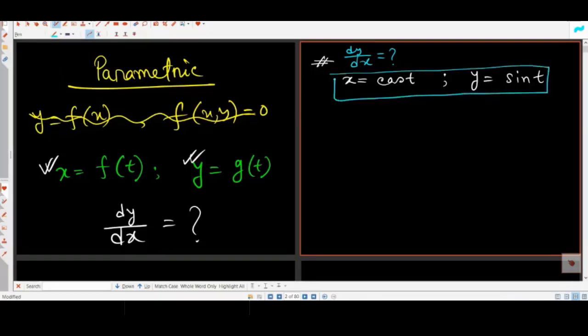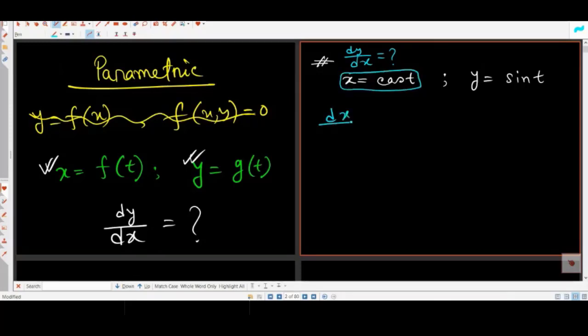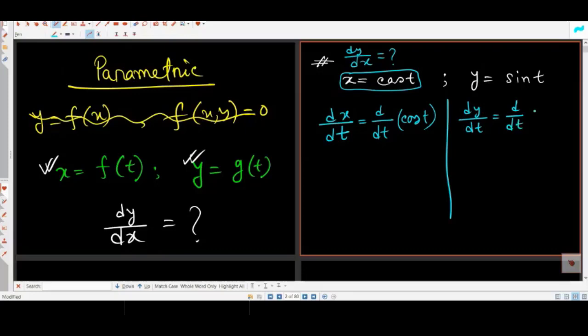So this is called a parametric equation. So first of all, what we will do, at first we will differentiate this x part in terms of t. That means we are differentiating x in terms of t. Similarly, we will differentiate y in terms of t.